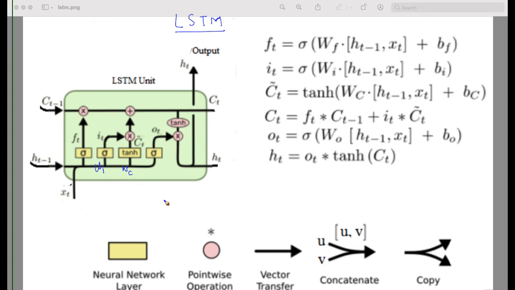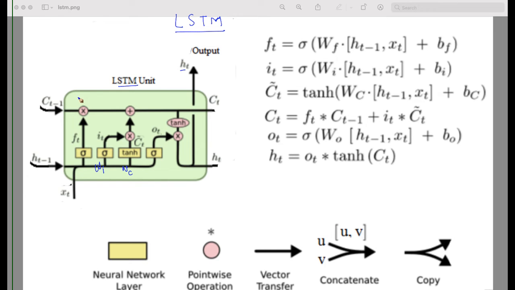So let's discuss LSTM in detail in this video. In the previous video we have seen the notations: this is OT, CT is the cell state, HT is equivalent to YT, the output, and this is called an LSTM cell or LSTM unit. Now let's try to understand this LSTM cell.